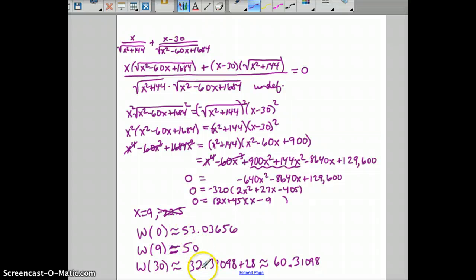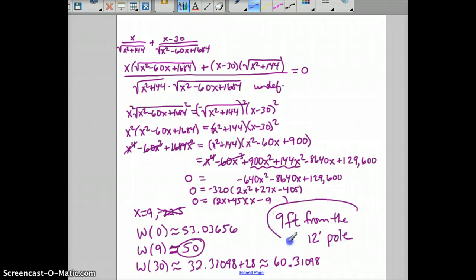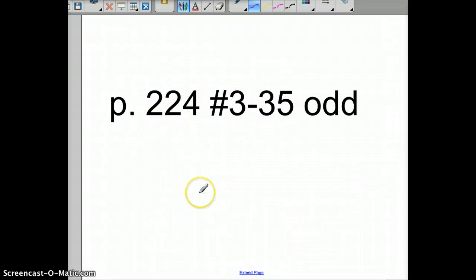So we're looking for the least amount of wire. So the least amount of wire would be the 50. So the wire should be 9 feet from the 12-inch pole, or 12-foot pole, I'm sorry. And that's your final answer. So there's your homework.